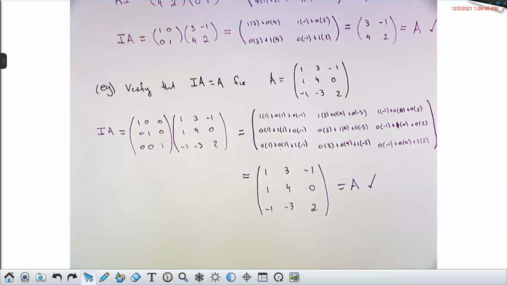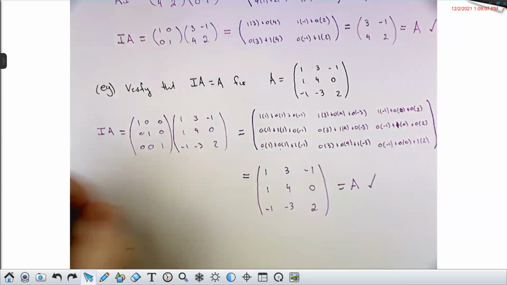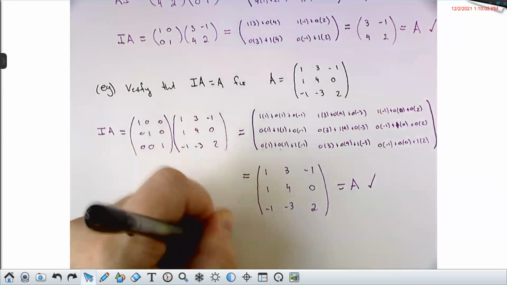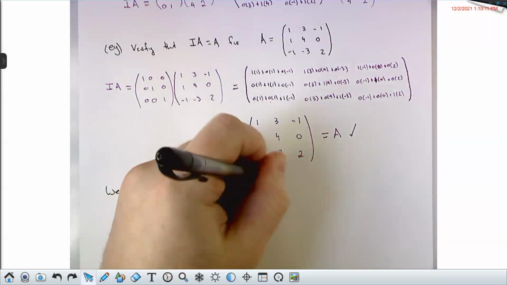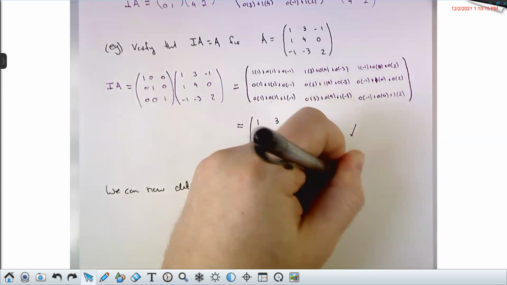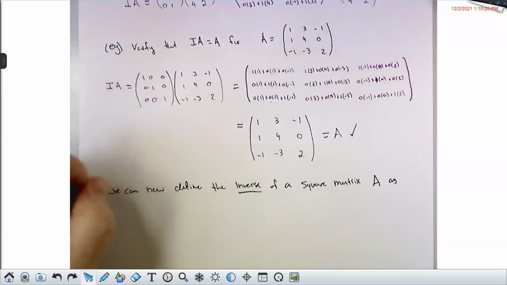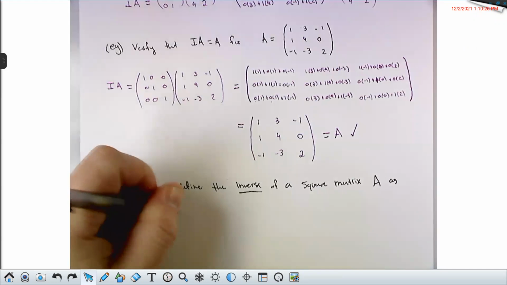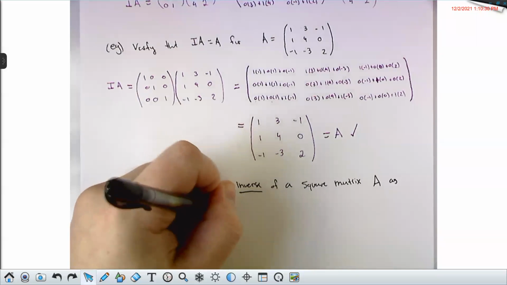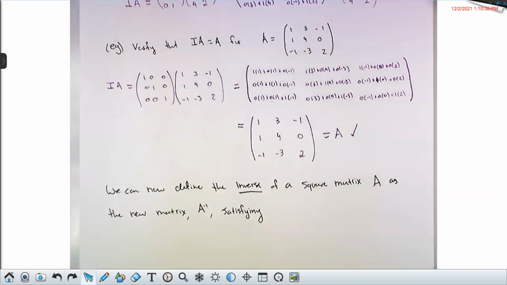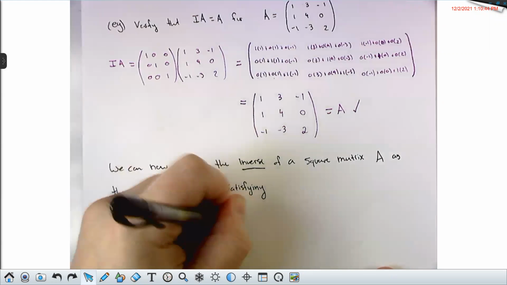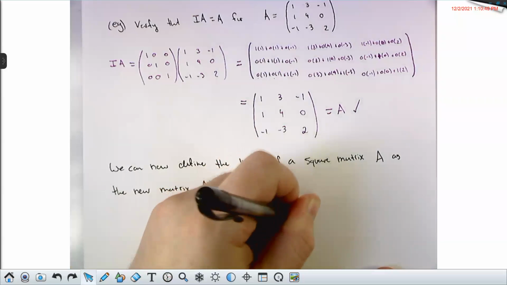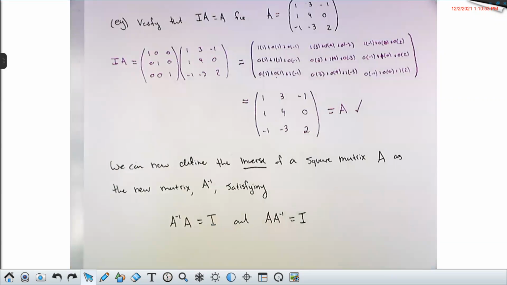So then, what's the inverse of a matrix? We can now define it. In order to do this, the matrix A has to be square. As the new matrix, call it A inverse, satisfying these two different equations. A inverse times A should be 1, or I, and A times A inverse should also be I. In that same way that 1/2 times 2 is 1, and 2 times 1/2 is 1.